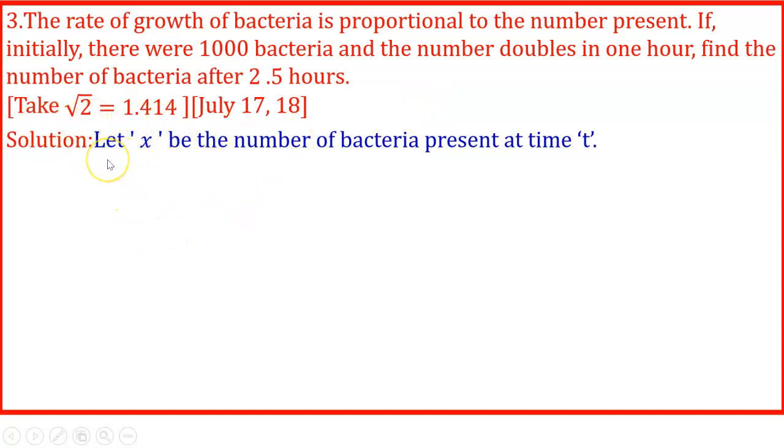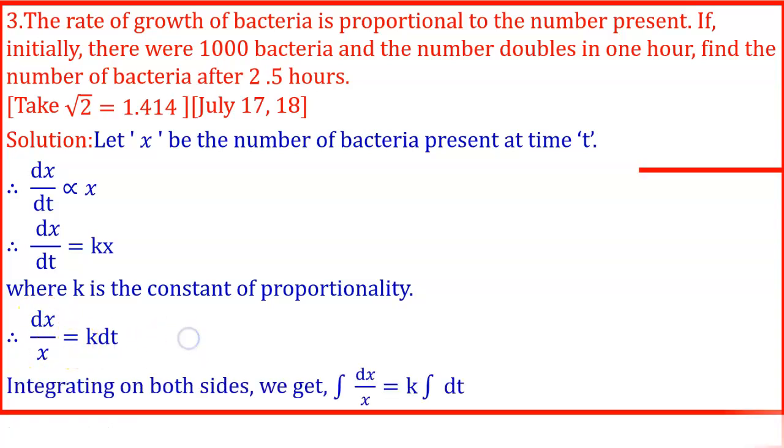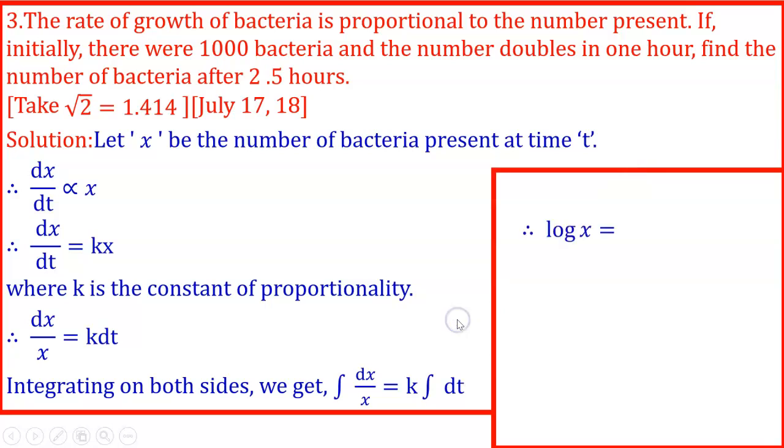Now the solution. Let x be the number of bacteria present at time t. Therefore dx upon dt is directly proportional to x. Therefore dx upon dt is equal to kx, where k is a constant of proportionality. Now separate the variables. That is dx upon x is equal to k dt. Integrating on both sides, you will have integral dx upon x is equal to k integral dt. Now the integral of dx upon x is log of x is equal to kt plus c.